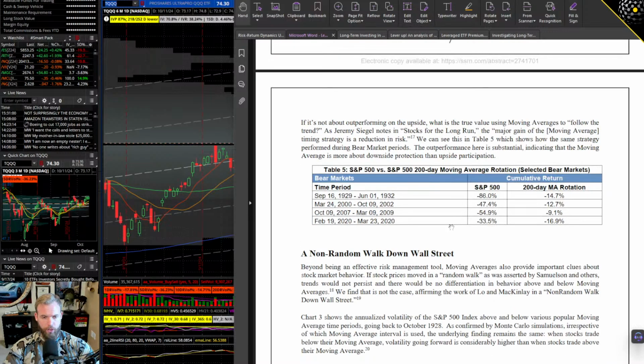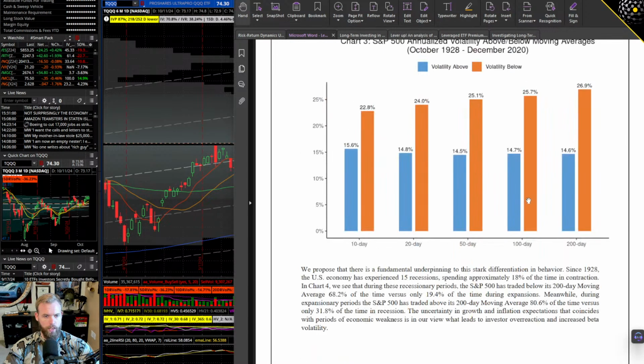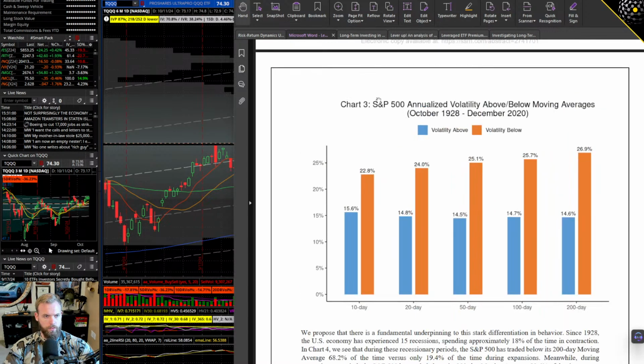This is talking about using something as simple as 200-day moving averages to avoid this here. So this is showing annualized volatility above and below moving averages. It's showing how high the volatility is when it's below these various moving averages. So if the S&P 500 is below the 200-day moving average, its annual volatility is massive, which we know leveraged ETFs do not like. If it's above the 200-day, volatility is much better.